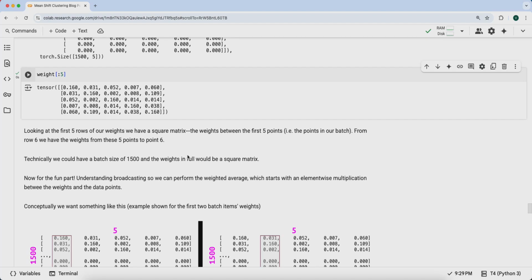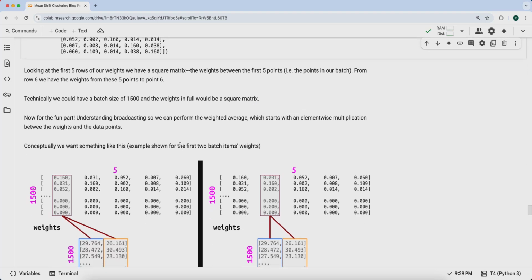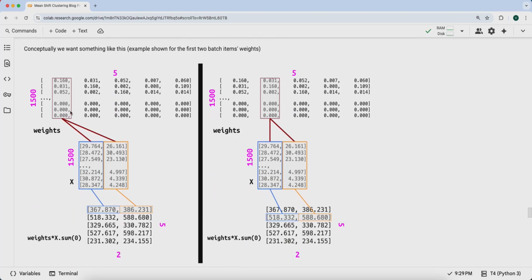The weighted average starts with an element-wise multiplication between the weights and the data points. And then we're going to take a summation down the columns to get coordinate pairs. Mathematically, this is not how the shapes are going to line up, but just conceptually, this is what I'm dealing with. I have my weights, where the first column is the first batch item's weights with all the 1500 points. The second column is the second batch item's weights corresponding to the 1500 points, and the third and the fourth and the fifth and so on. So I'm just showing an example for the first two batches.